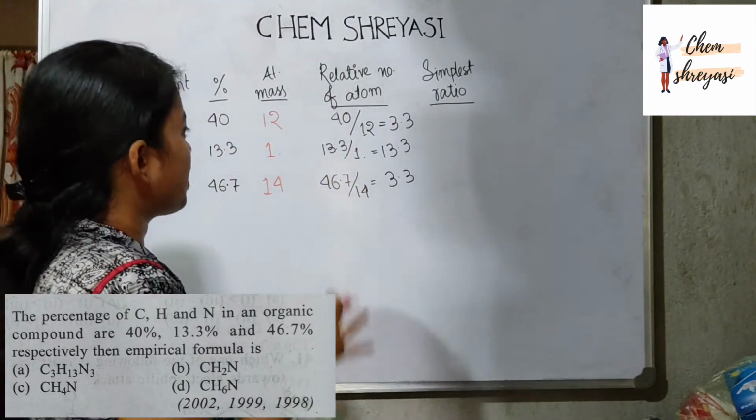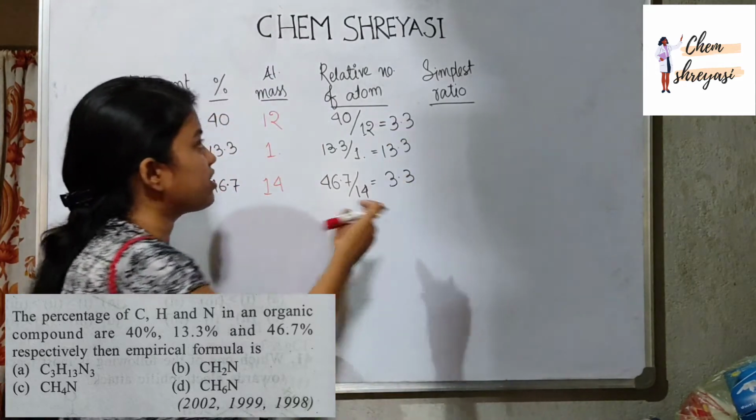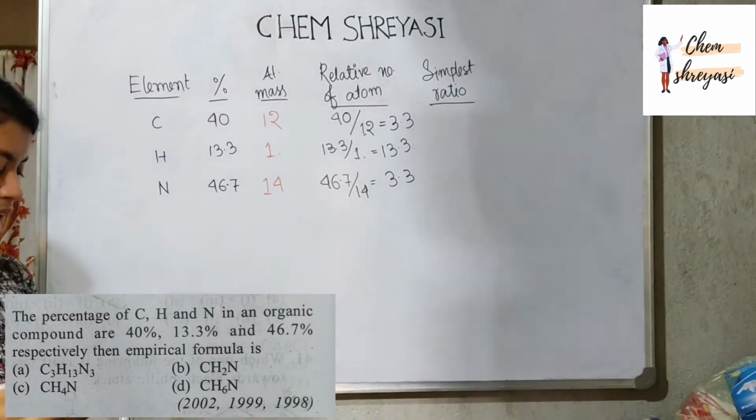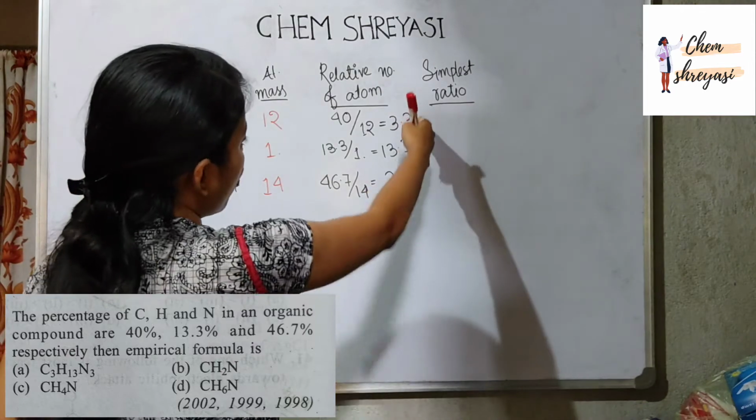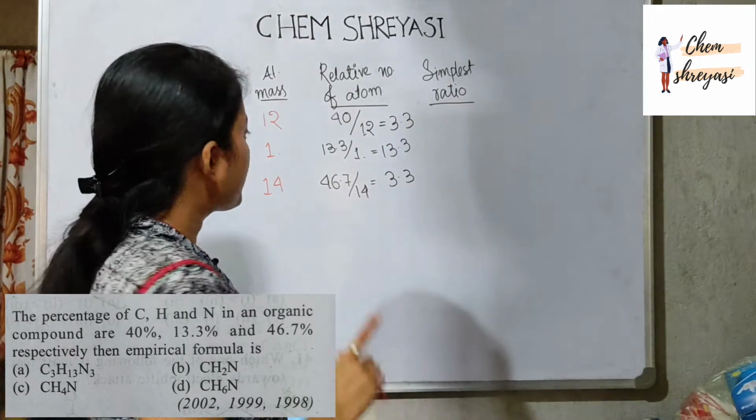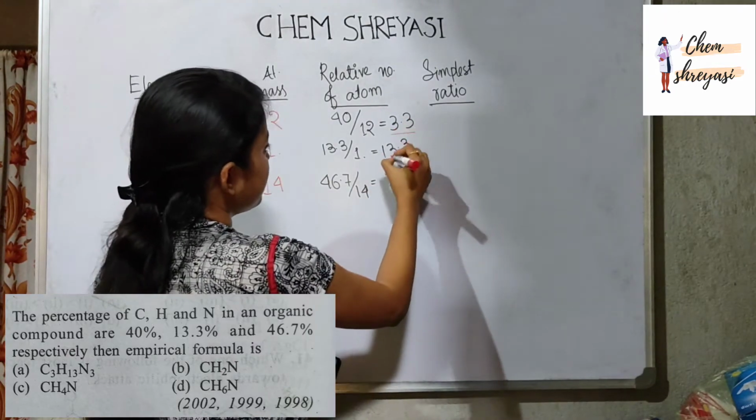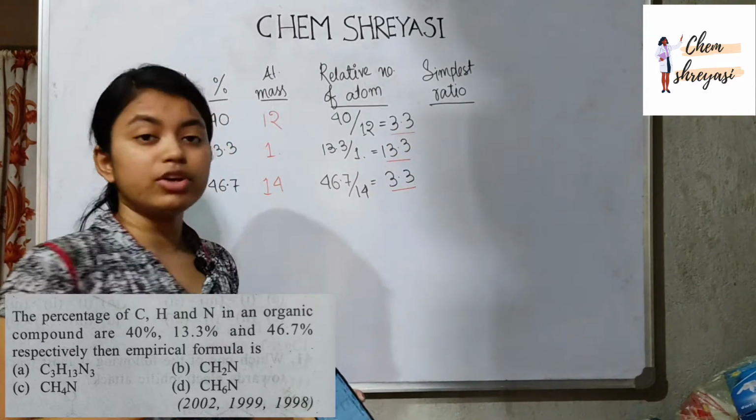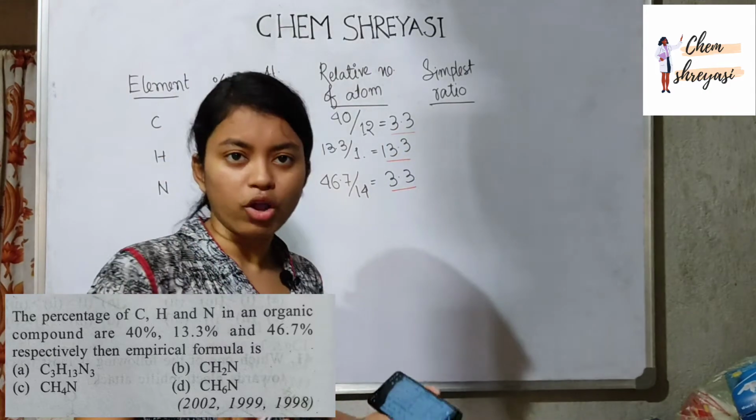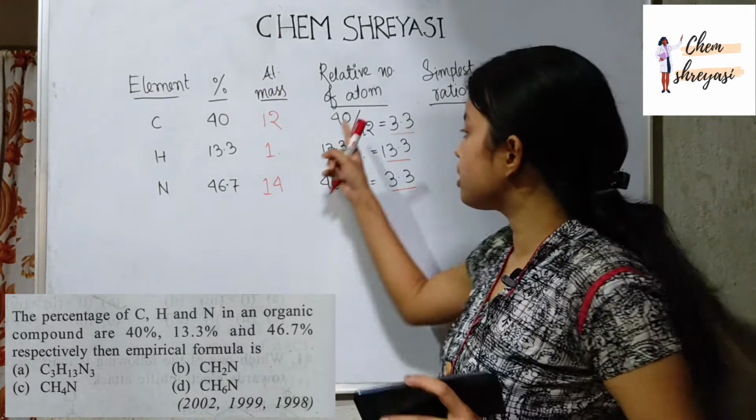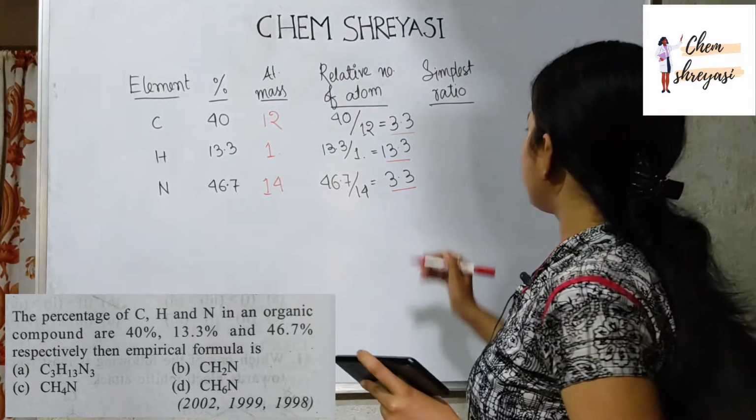So, in this case, we have to find out which is the smallest number in the relative number of atoms and divide all three numbers by it. Among 3.3, 13.3 and 3.3, we all know that 3.3 is the smallest one. So, we have to divide all these three numbers by 3.3. So, let us do it.